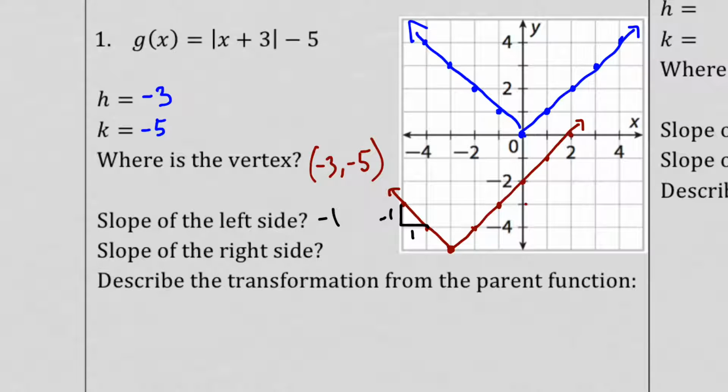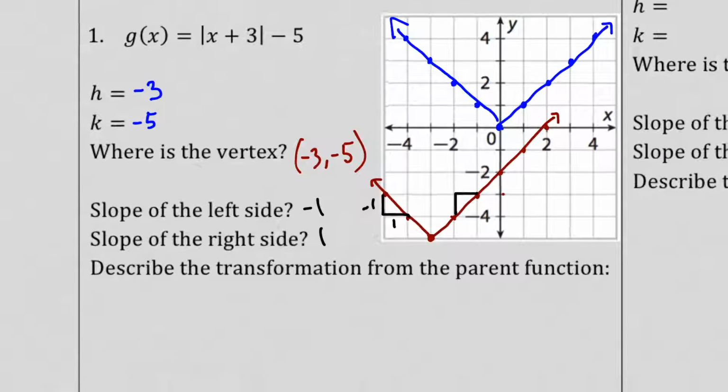Now what is the slope of the right side? That means the right side of the vertex. From the vertex to the right, what is the slope of this part? Same idea. Pick 2 points, let's say from here to here. The rise is 1, the run is 1. So it's 1.